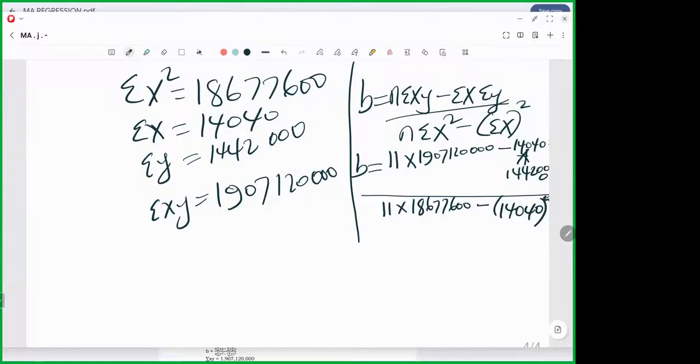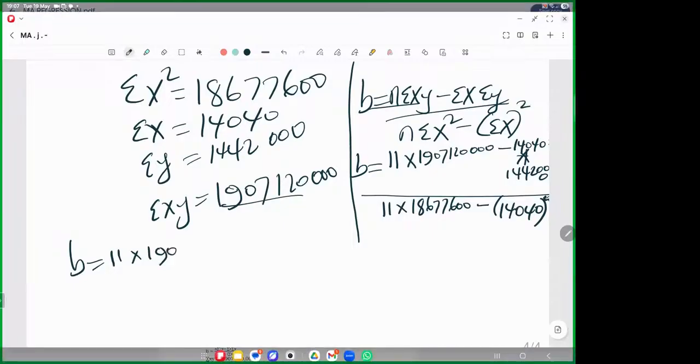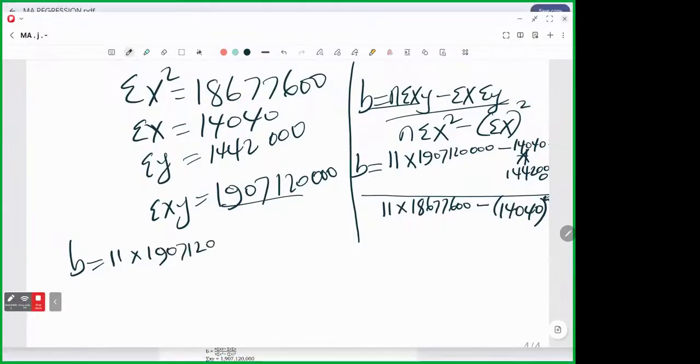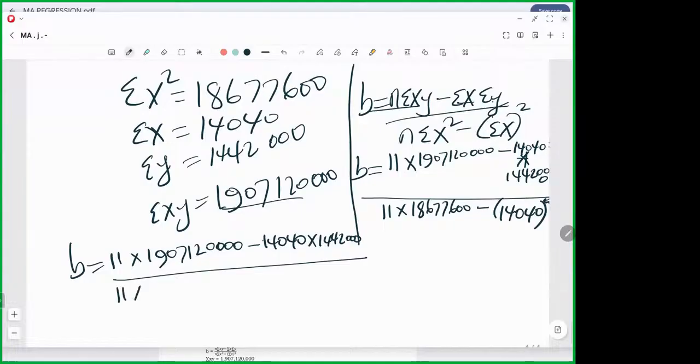I don't like that. I have to write it down here. So I'm substituting here. So B is 11, summation of xy is 1,907,120,000, minus sum of x, 14,040, times sum of y, 1,442,000, all over, and again, 11 times summation of x squared, 18,677,600, minus, in brackets, summation of x, 14,040, squared like that.